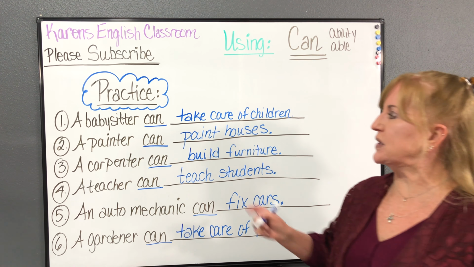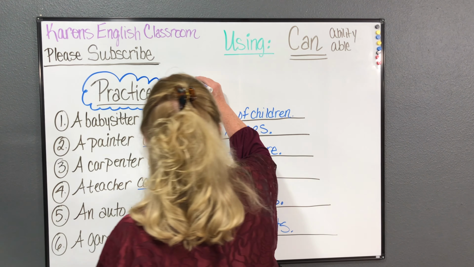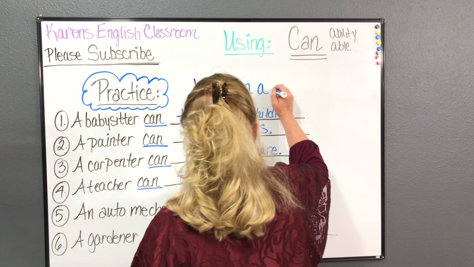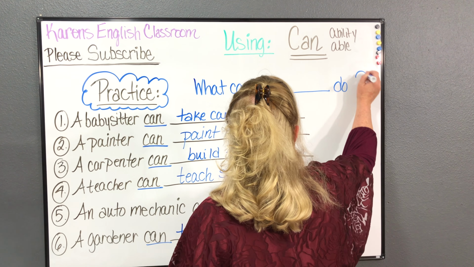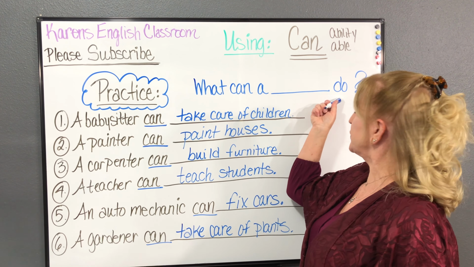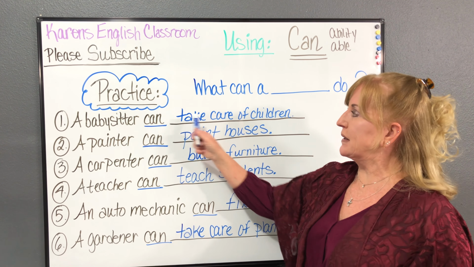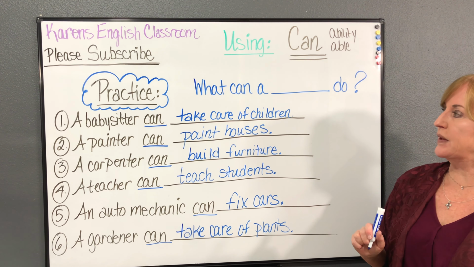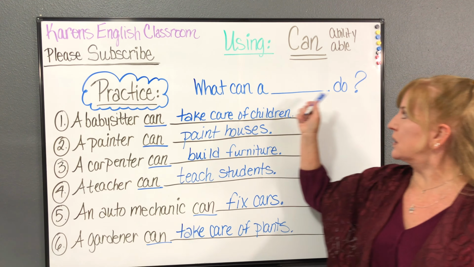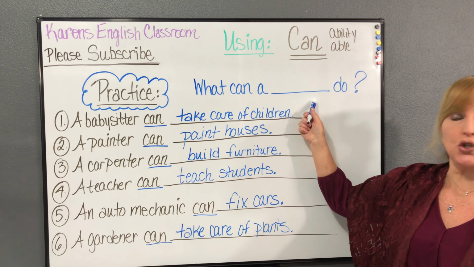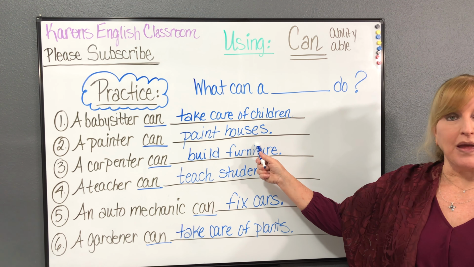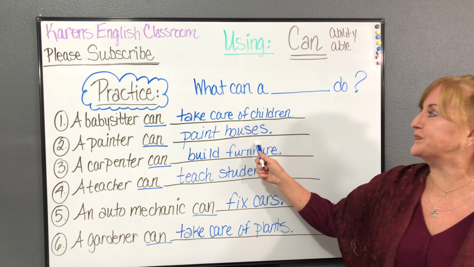And the question that we can use with these, if you're wondering, we can say, what can, and then we can put the word in here. So we could say, what can a babysitter do? A babysitter can take care of children. Number 2, what can a painter do? A painter can paint houses.